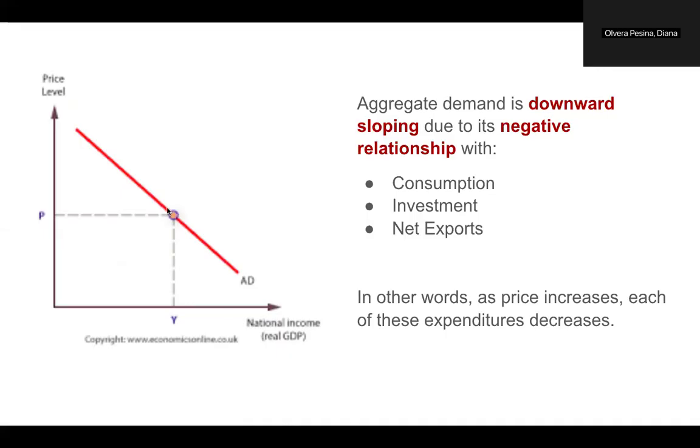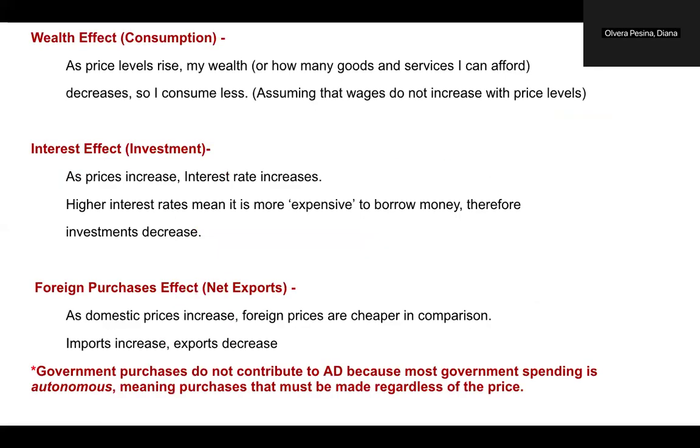So, as price level goes up, I'm going to consume less. As price level goes up, I'm going to invest less and I'm going to have less net exports. But if price level goes down, I'm going to consume more because I can buy more with my dollars. Same as price level goes down, things are cheaper, so I can afford to invest more. And these are, in other words, different effects.